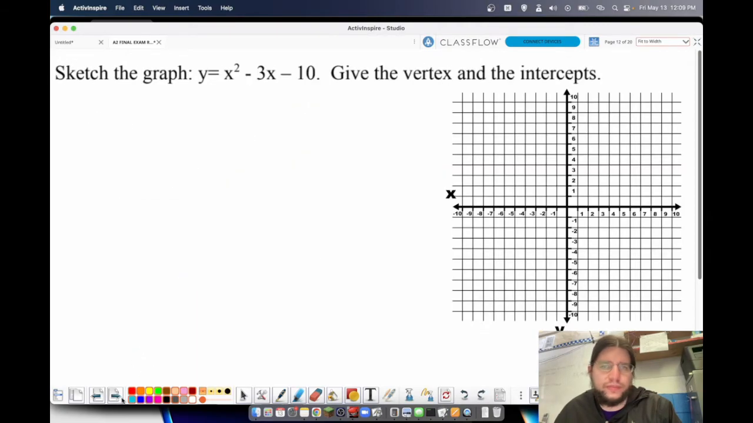Next up, we have this guy. It's already in standard form of a quadratic, so go ahead and type it into mode 5.3. It says give the vertex and the intercepts. So it wants the vertex and intercepts. Let's do it.